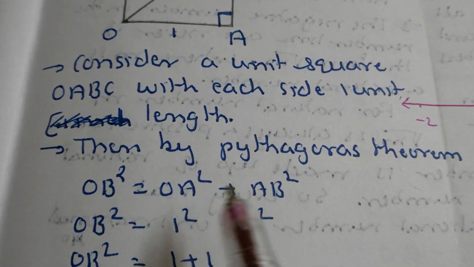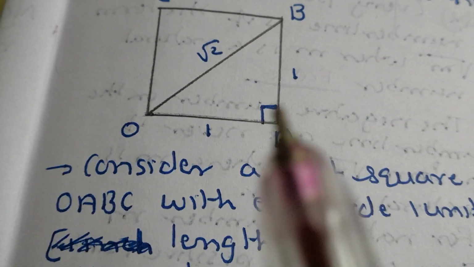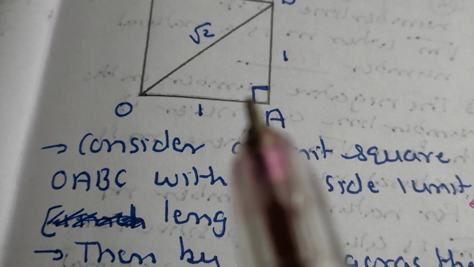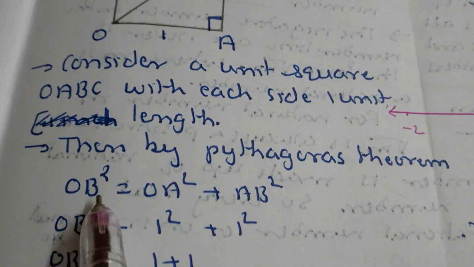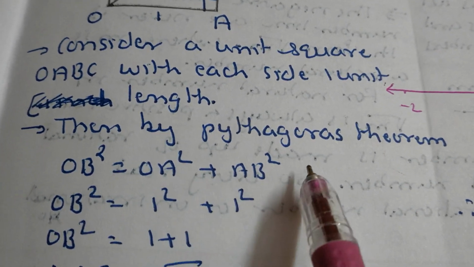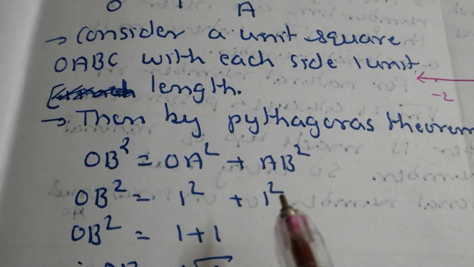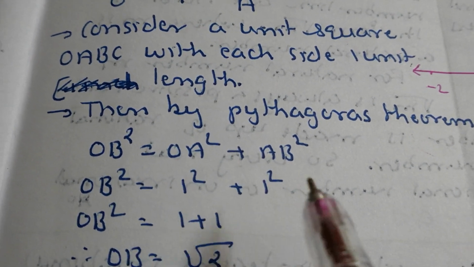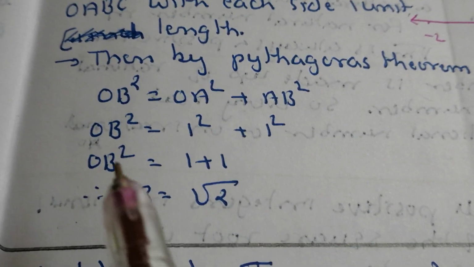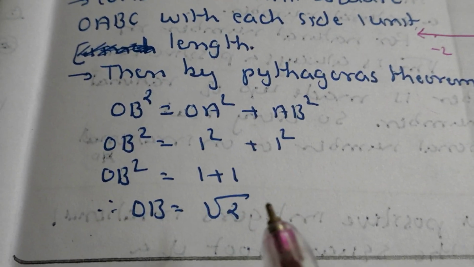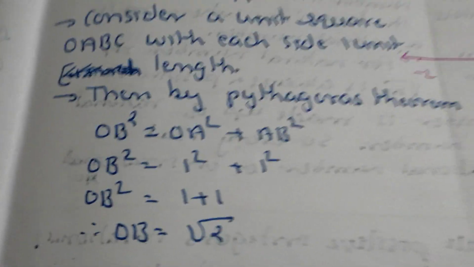Then by Pythagoras theorem, triangle OAB is the right angle triangle and measure angle A is equal to 90 degree. So hypotenuse OB square is equal to OA square plus AB square. OA is equal to 1 unit and AB is also 1 unit. So 1 square plus 1 square. So OB square is equal to 1 plus 1. The square goes on the right hand side, it becomes square root. 1 plus 1 is 2, that is square root 2.